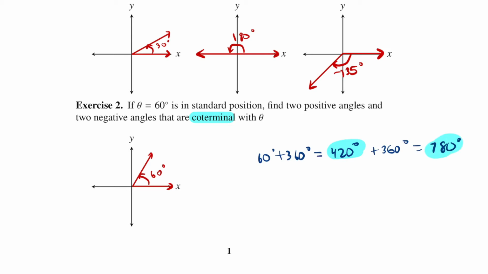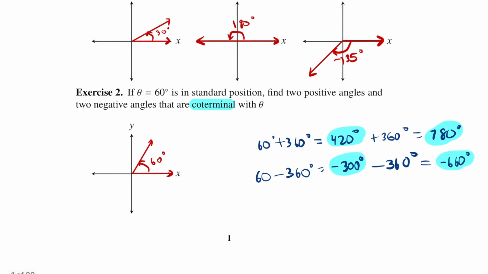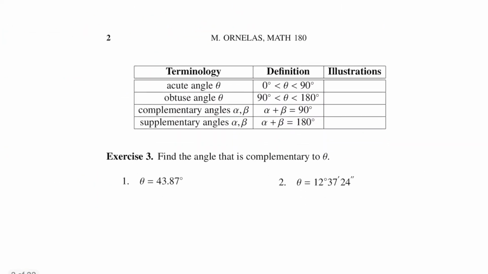To get the negative coterminal angles, you're just going to go in the negative direction, clockwise. So you're not going to add 360, but instead subtract 360. That'll be negative 300. And if you subtract 360 again, you'll get yet another negative coterminal angle. In this case, it'll be negative 660. All right, so that's how you find coterminal angles.